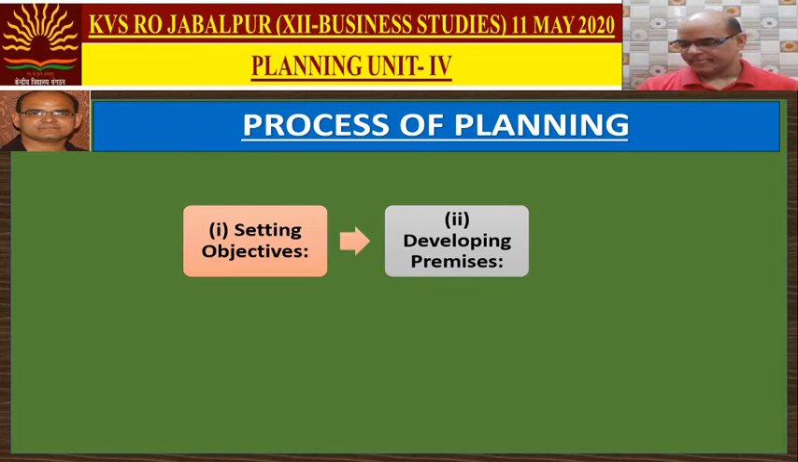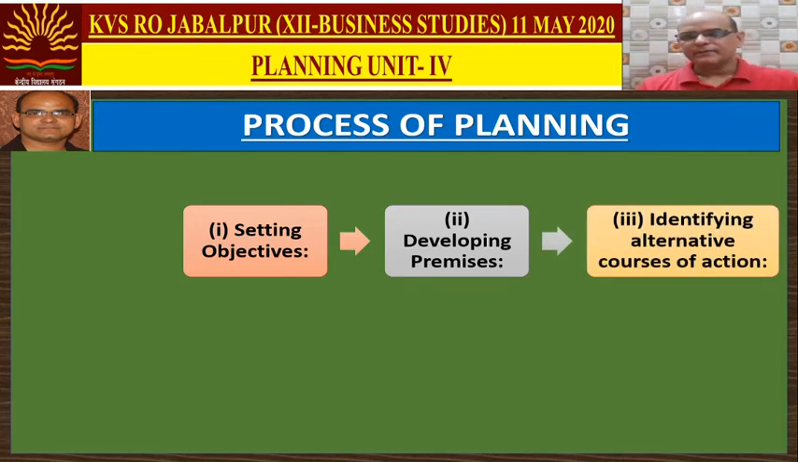Next is identification of alternative courses of action. At this step, we think about in what manners the target can be achieved. We decide about all the courses of action, that how many various courses of action are available with me to achieve some goal or target. It is not about thinking about only one process, one manner, one method only. Actually we think about various things.